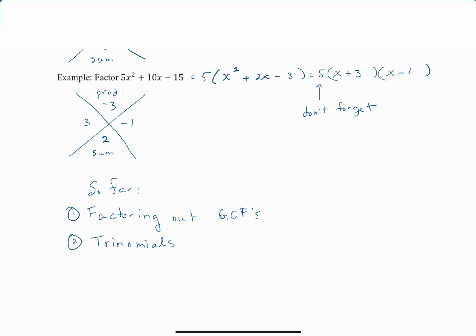Like tricycle has three wheels. Specifically, we talked about factoring trinomials that look like x squared with no number in front of it plus a number times x plus a constant term. We'll talk later in the semester about what do you do if there's a number in front of the x squared. For now, this is all we need.